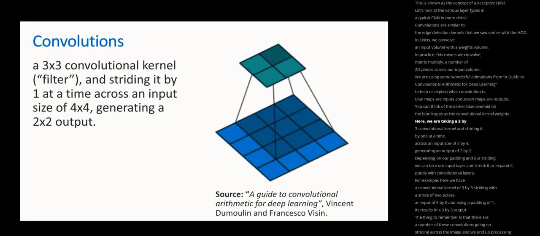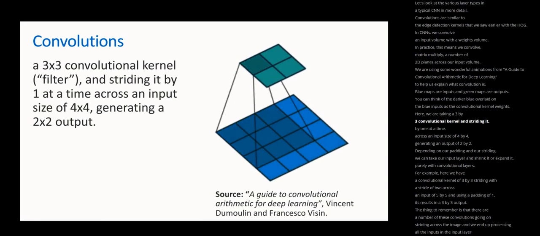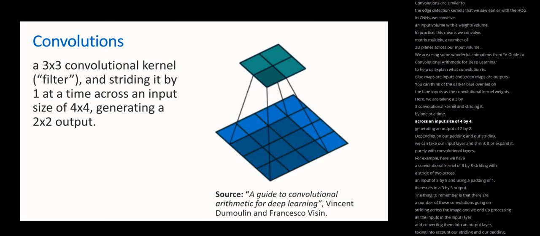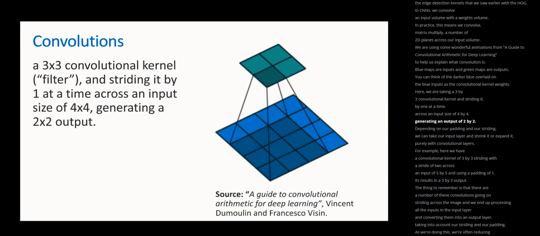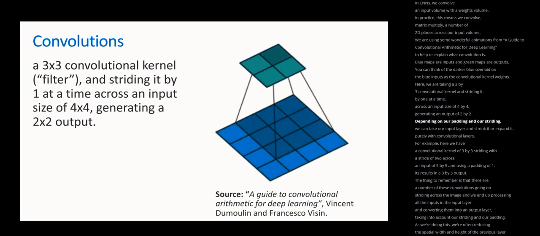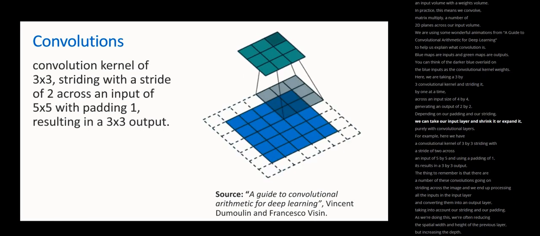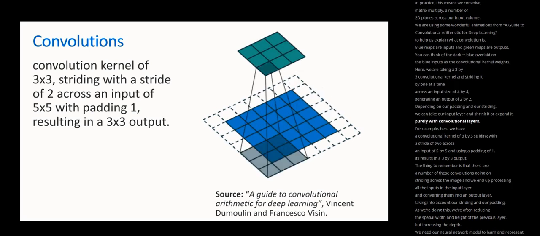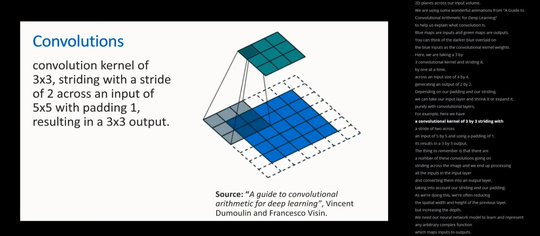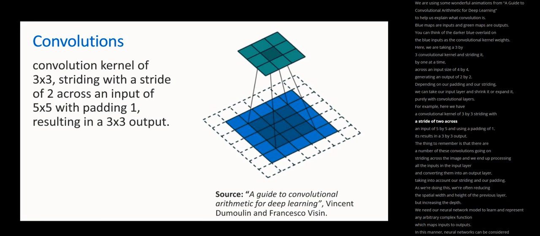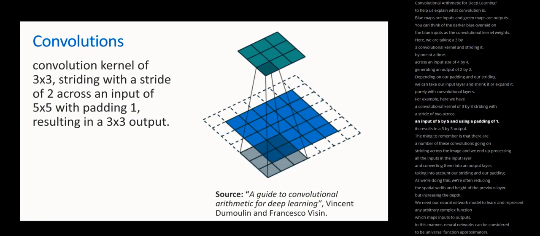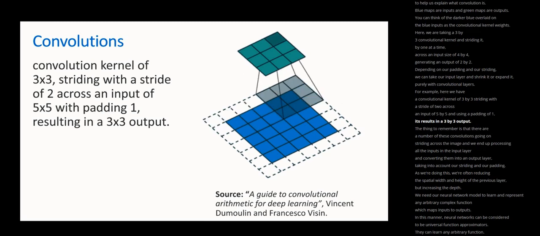Here, we are taking a 3x3 convolutional kernel and striding it by one at a time across an input size of 4x4, generating an output of 2x2. Depending on our padding and our striding, we can take our input layer and shrink it or expand it purely with convolutional layers. For example, here we have a convolutional kernel of 3x3 with a stride of 2 across an input of 5x5 and using a padding of 1. This results in a 3x3 output.